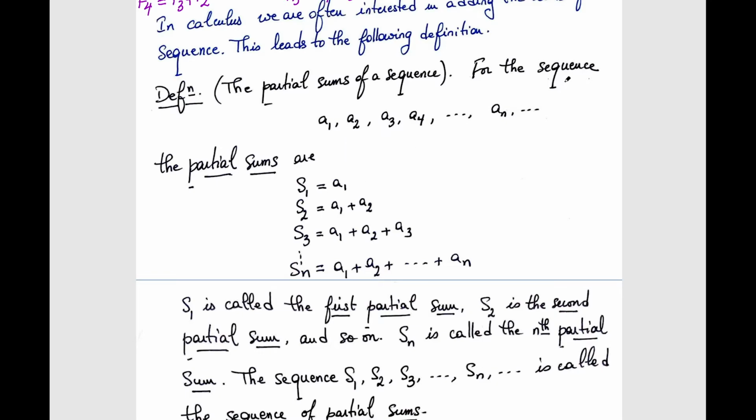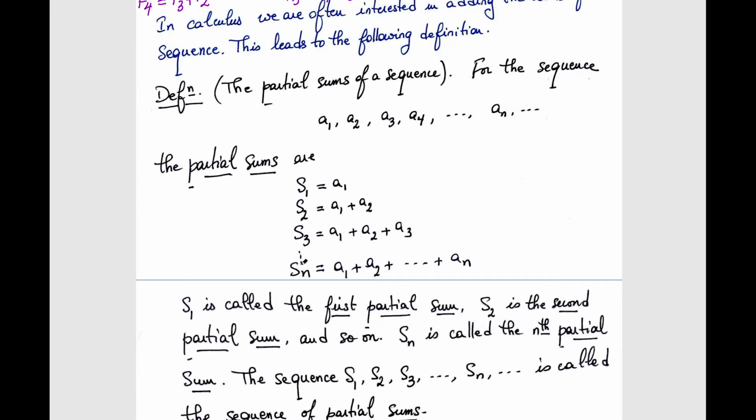So again, we are defining the sequence of partial sums. Each one of these is referred to as a partial sum. This is the first partial sum, second partial sum, and so on. So again, what's the first partial sum? It's just the first term. What's the second partial sum? It's the sum of the first two terms. What's the third partial sum, S sub 3? It's the sum of the first three terms.